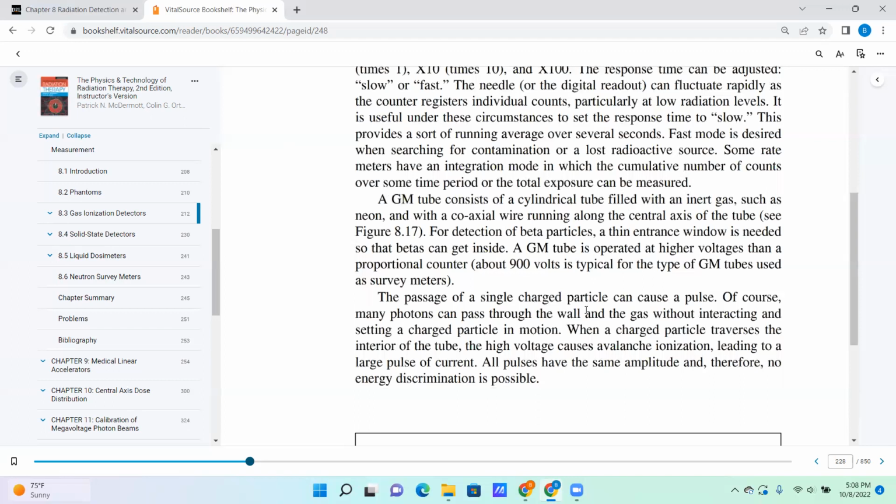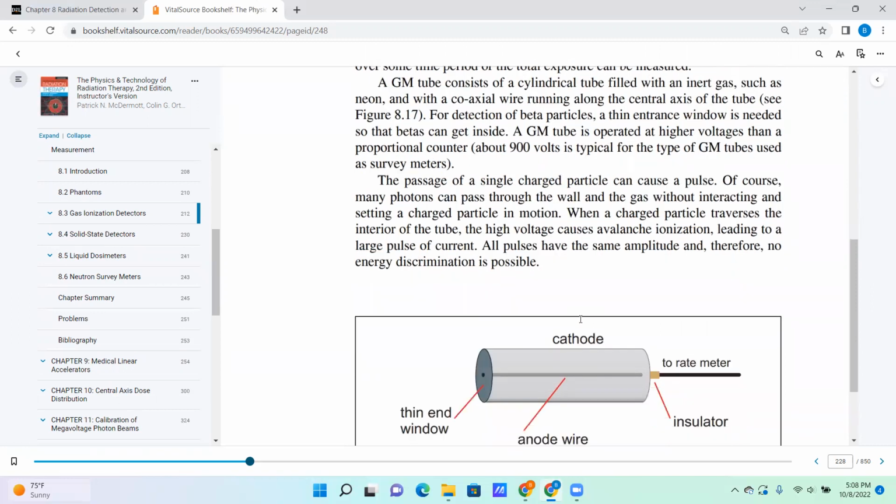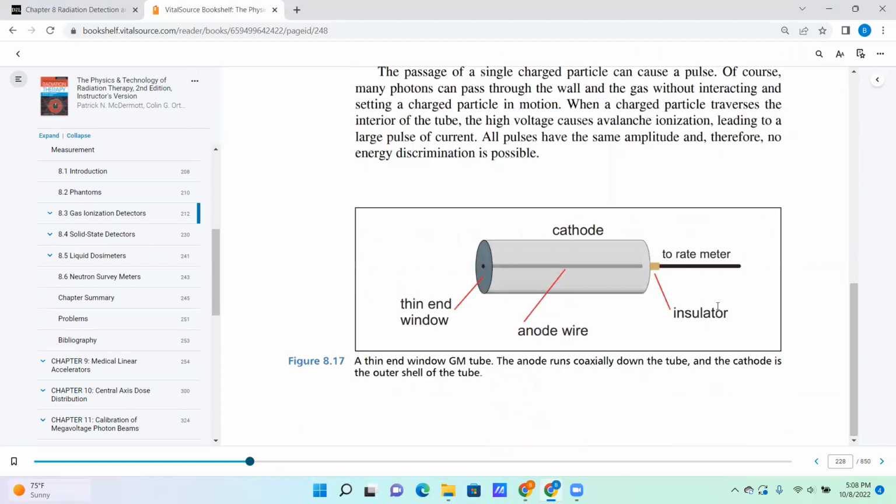The GM tube is operated at higher voltages than a proportional counter. The passage of a single charged particle can cause a pulse. Of course, many photons can pass through the wall and the gas without interacting or setting a charged particle in motion. When a charged particle traverses the interior of the tube, the high voltage causes avalanche ionization, leading to a large pulse of current. All pulses have the same amplitude, and therefore no energy discrimination is possible.